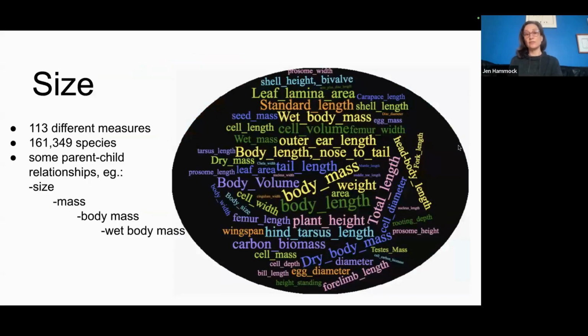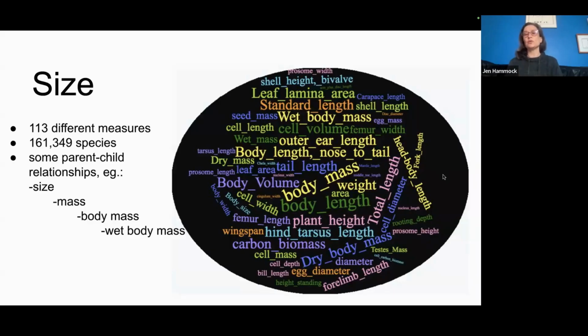This can entail a lot of work. We have so far encountered 113 different terms describing measures of size, but they're not that hard to organize into a classification. So wet body mass is a kind of body mass, which is a subcategory of mass, which is a measure of size, and so on. So we can get these organized so that if you're looking for something specific, you can find it.